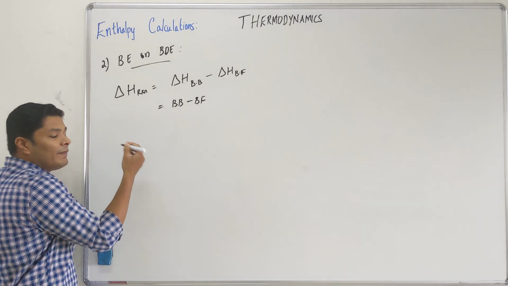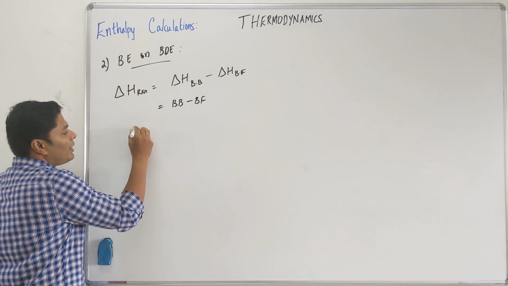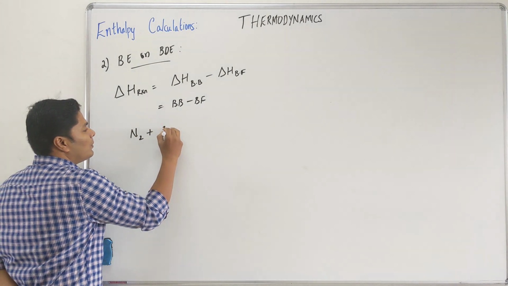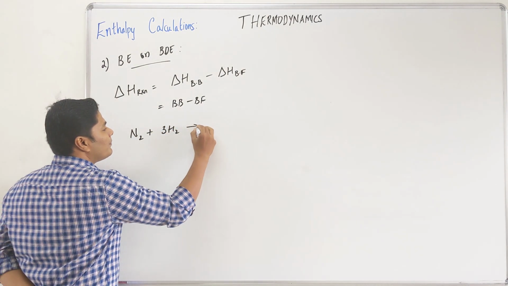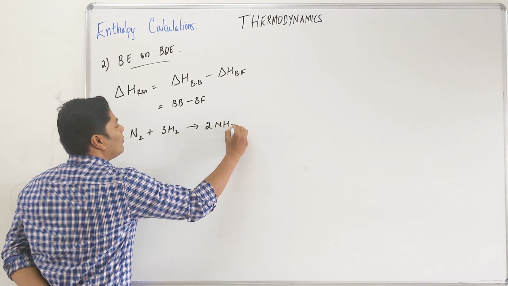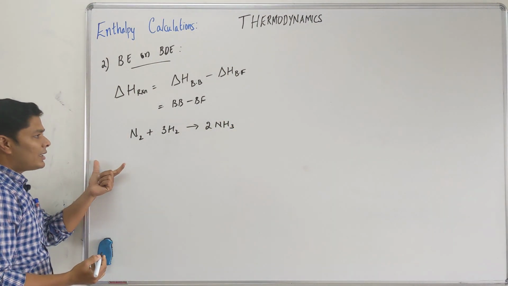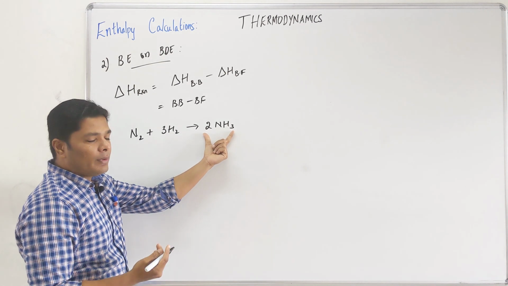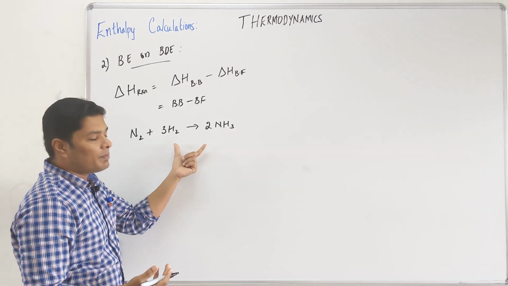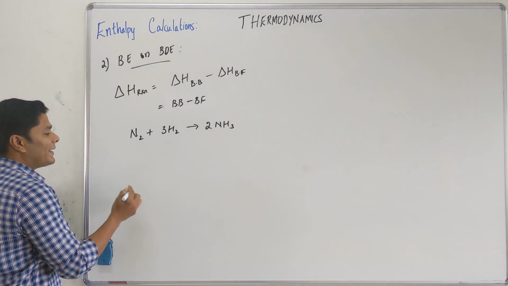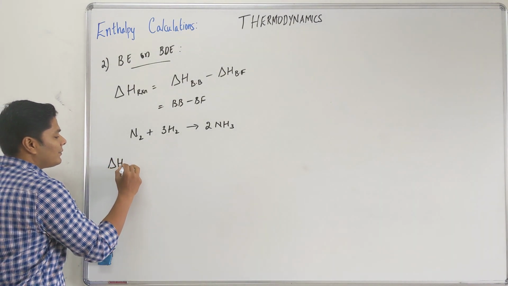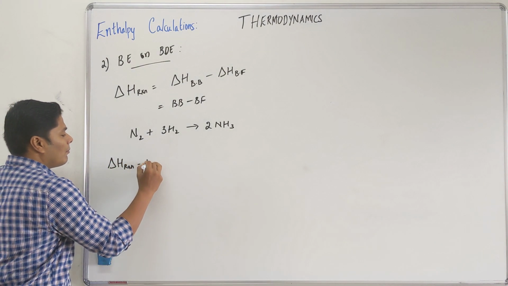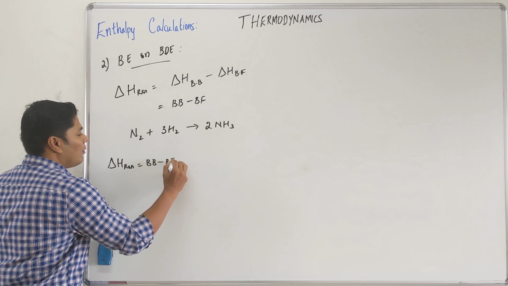We'll deal with a very simple example, Haber's process. N2 plus 3H2 gives you 2NH3. This is not heat of formation because there are 2 NH3s. If it is 1 NH3, accordingly the equation will change. But let's do it for this one. This is a reaction. Delta H of reaction is bonds broken minus bonds formed.